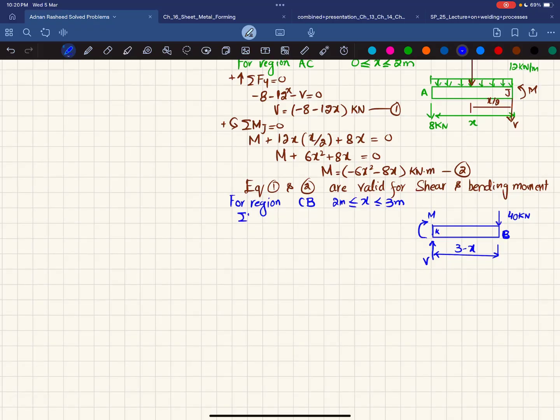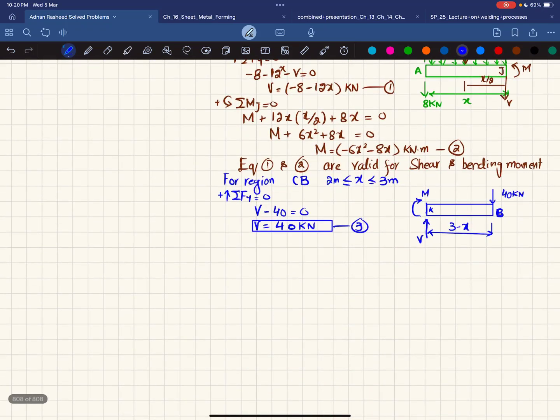The first equation of equilibrium is that the sum of all forces along the y direction must be equal to 0, and upward force is taken as positive. So V is upward, minus this 40 kilonewton which is downward. Their sum must be equal to 0. So it means that V is equal to 40 kilonewton. This is your equation number 3, and this is the shear force equation for region BC.